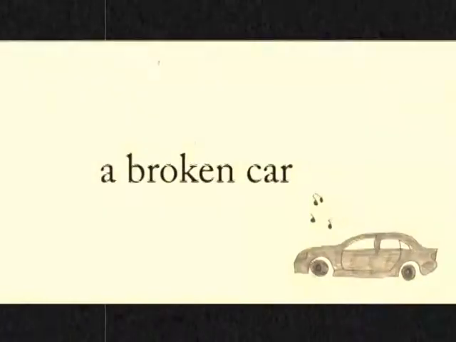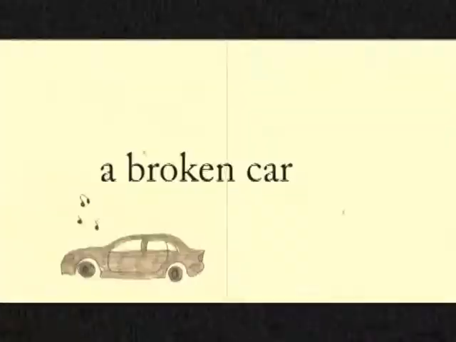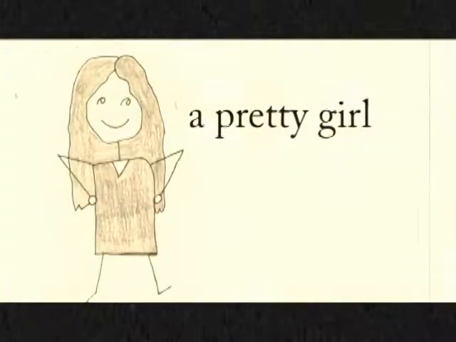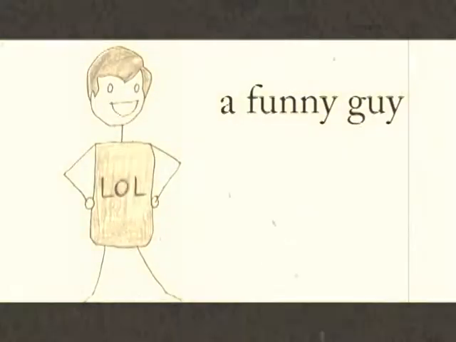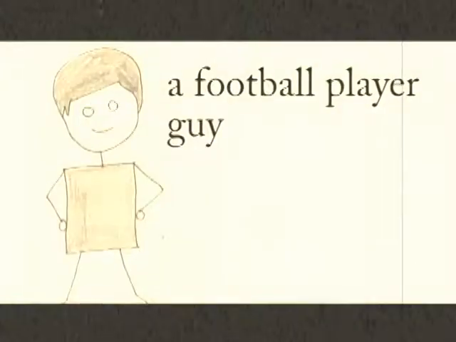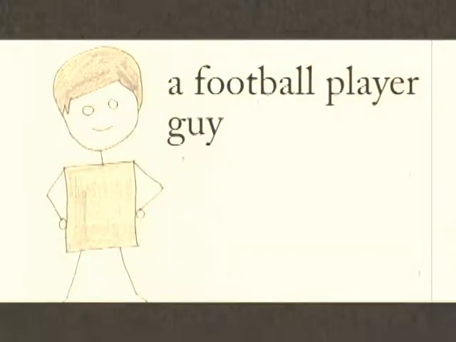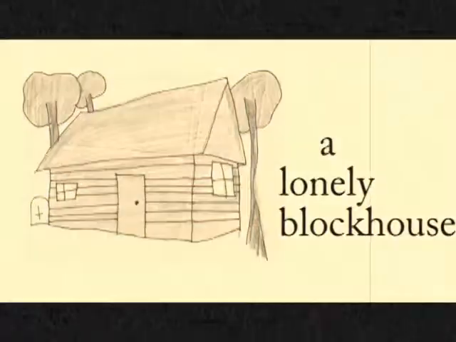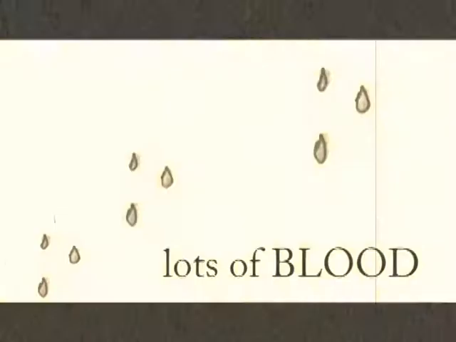So let's start. You need a broken car with some high school students. Let's take five stereotypical guys: a pretty girl, a cute couple, a funny guy who cracks jokes all the time, and some football player guy. The girls love him. You will also need a lonely blockhouse. And, of course, you will need lots of blood.